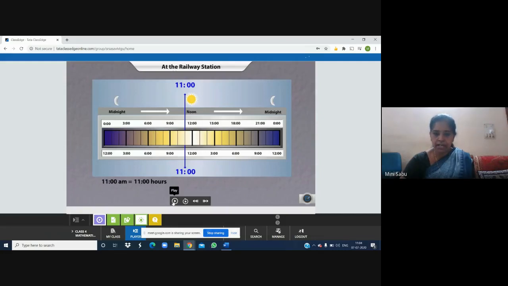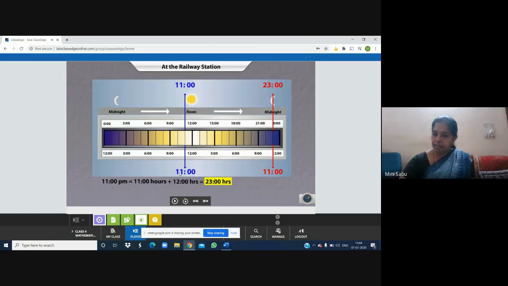Okay, children, let us continue. For every hour or minute that comes after 12 noon, we keep adding the hour and minute to 12 to get the time in the 24-hour clock. For example, if it is 11 p.m., then according to the 24-hour clock, it is 12 plus 11, that is 2300 hours. Okay, children.